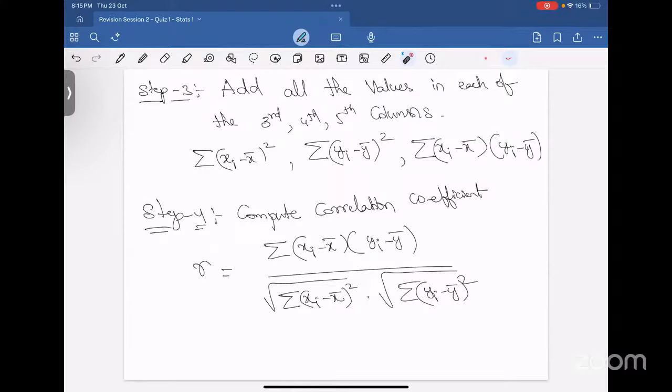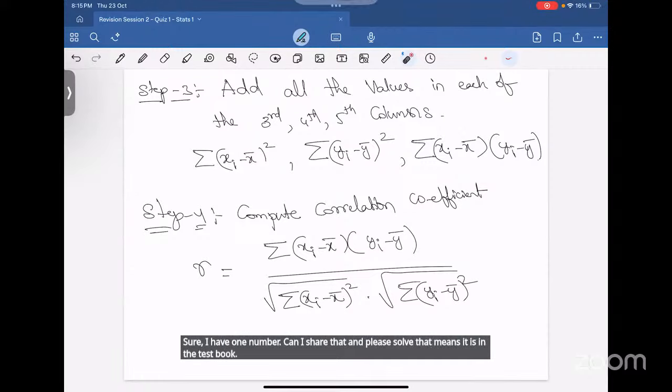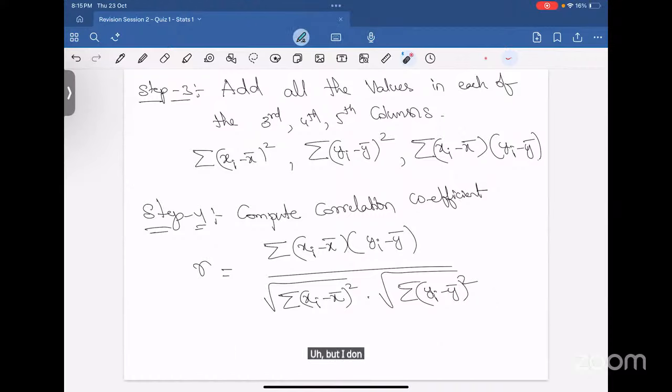Is this okay? Sir, I have one problem. Can I share that and please solve it? It is in the textbook, but I don't know how the answer came.